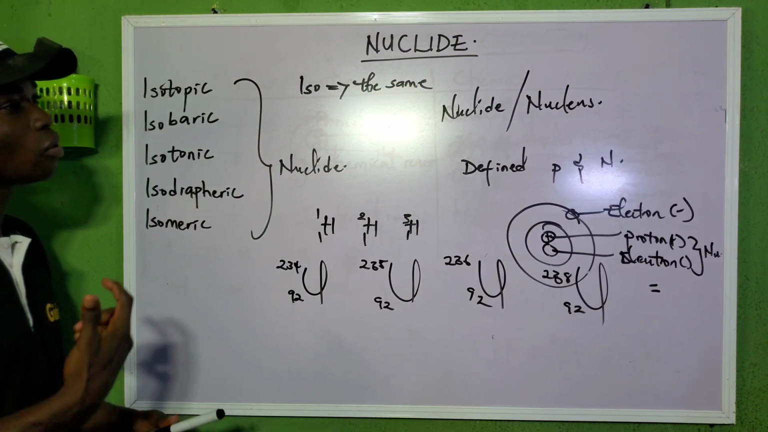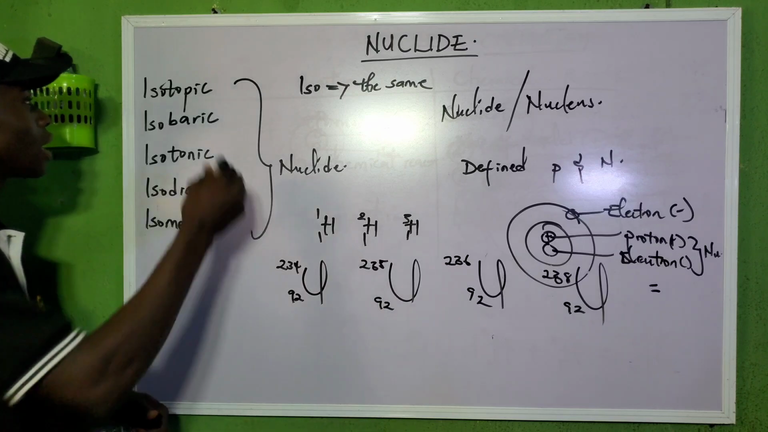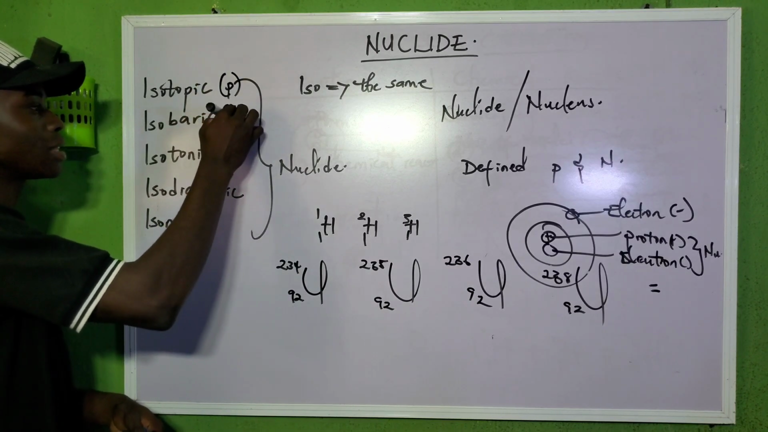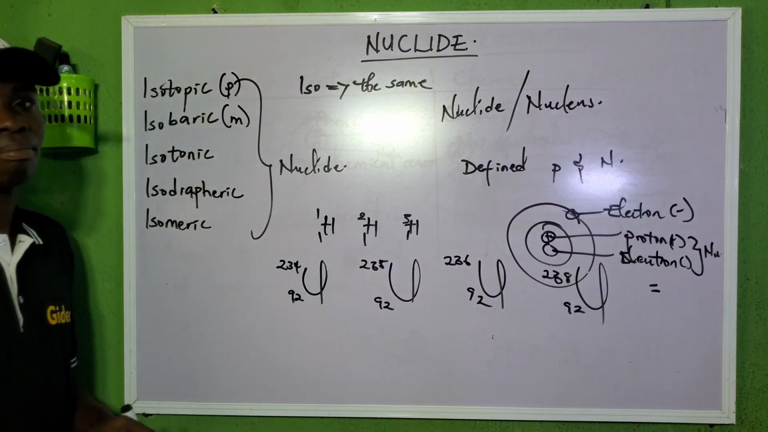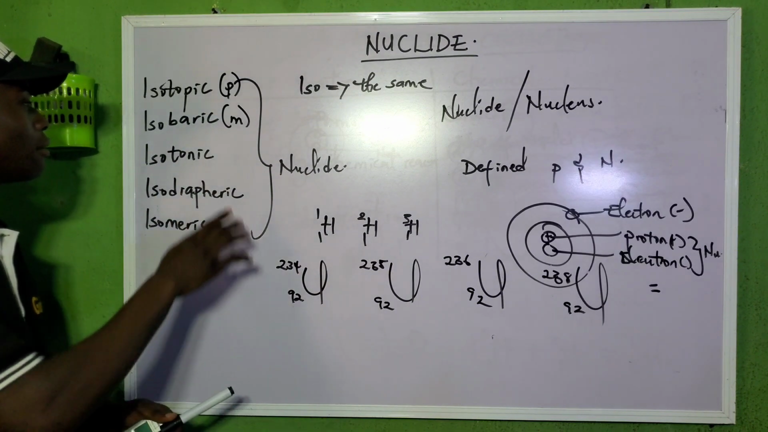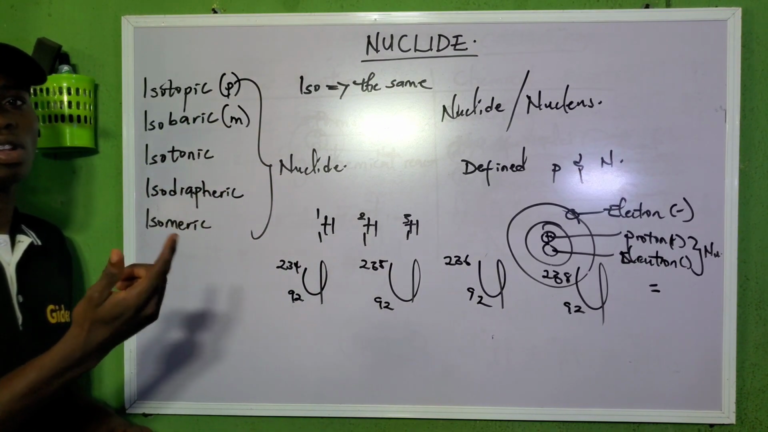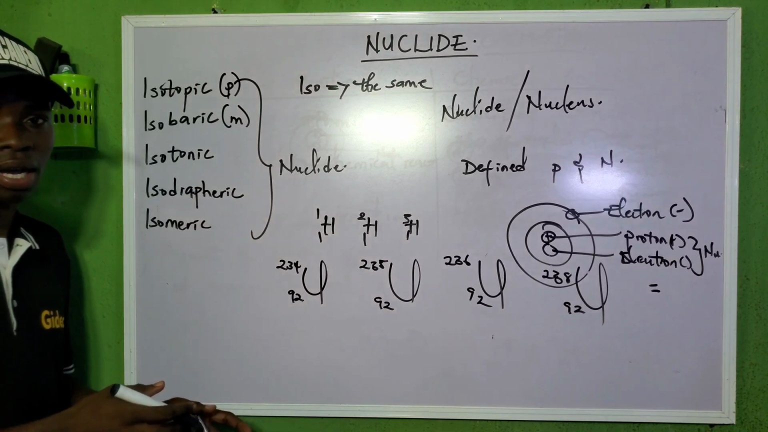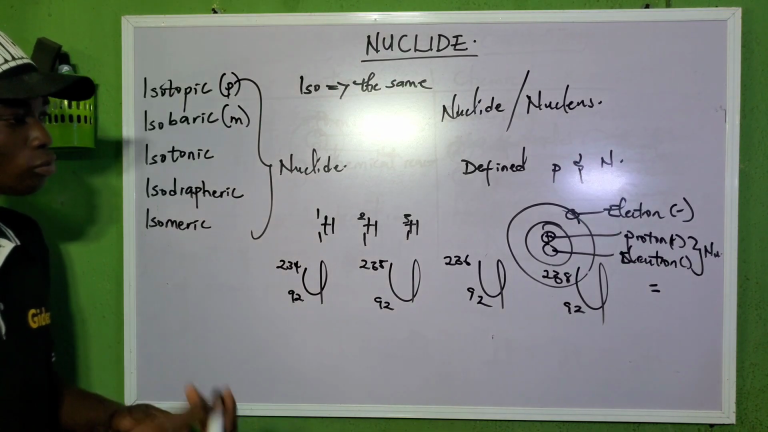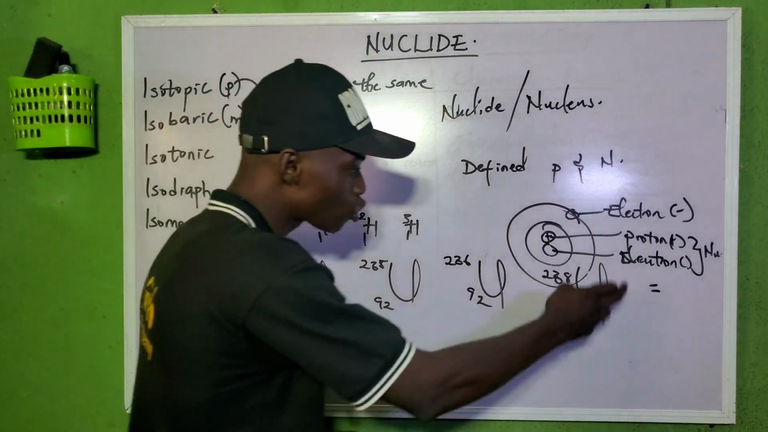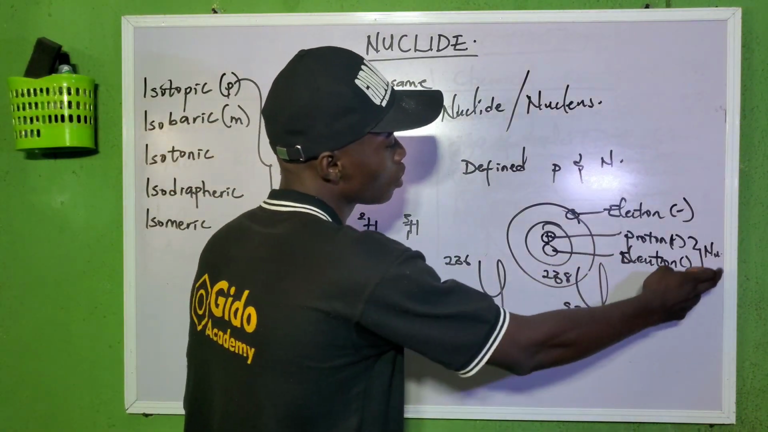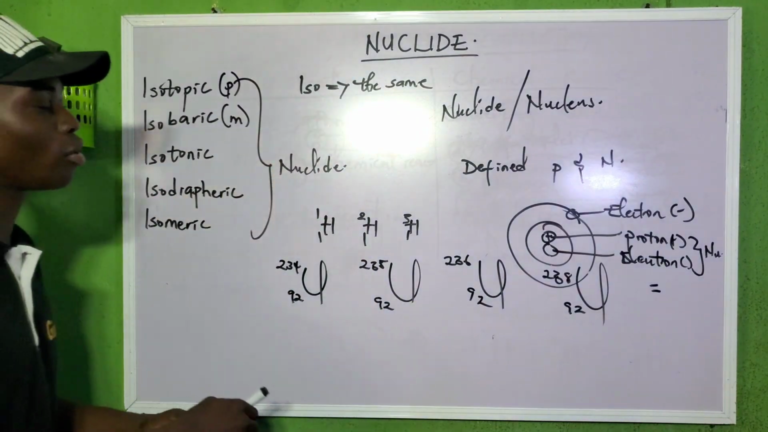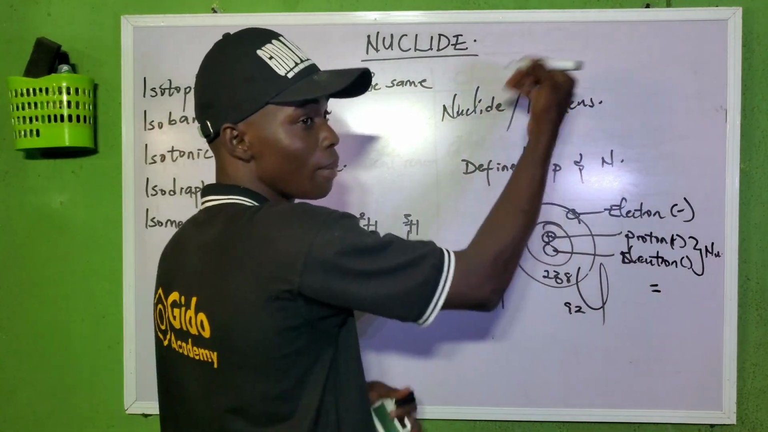So whenever you hear the word isobaric, please take note. Isotopic is talking about proton. Isobaric is talking about mass number. So baric, mass number, or I can also call it the nucleus number. Please, the proton and the neutron together are called the nucleus number. So now let me give you an example of that, which is the mass number.